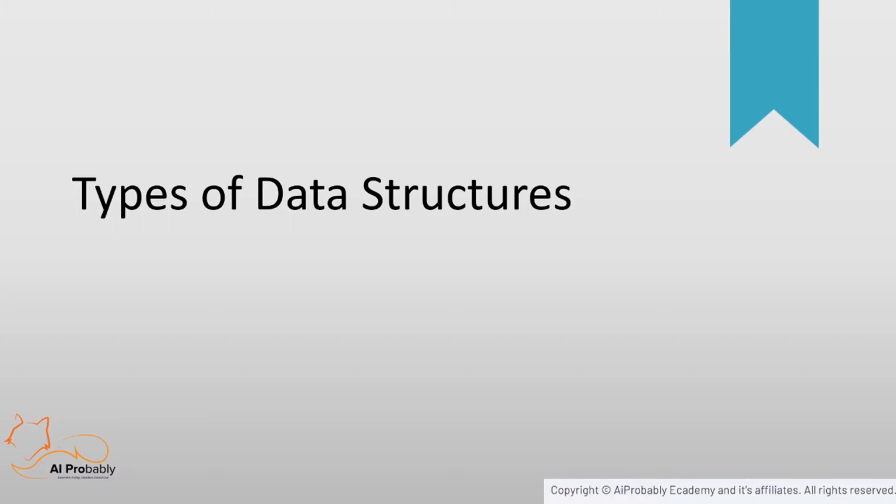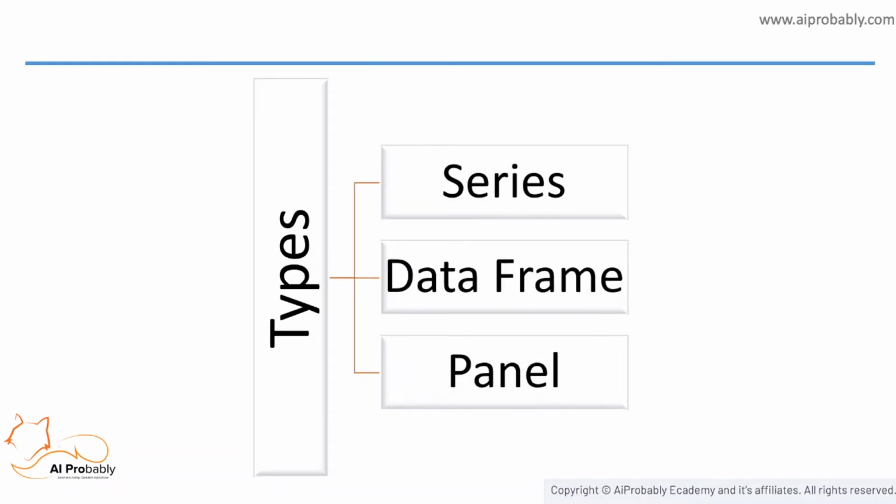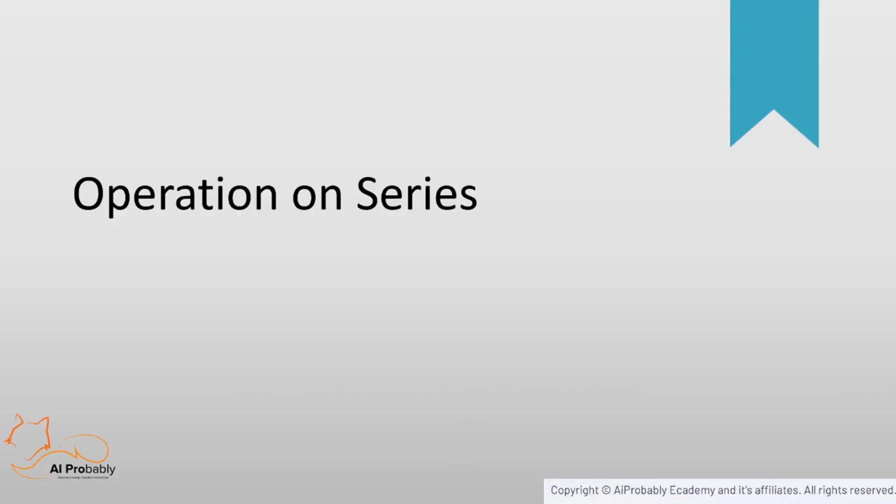Let's look at the types of data structures. The data structure can be defined as 3 types, one being series, which is a 1D array, next being the data frame, which is a 2D array, and the panel being the 3D array. Let's have a look at series and the operations on series.